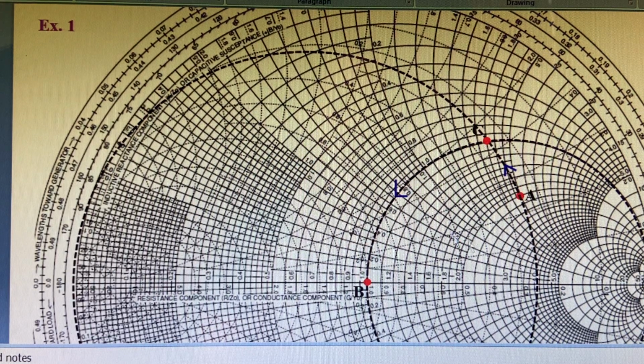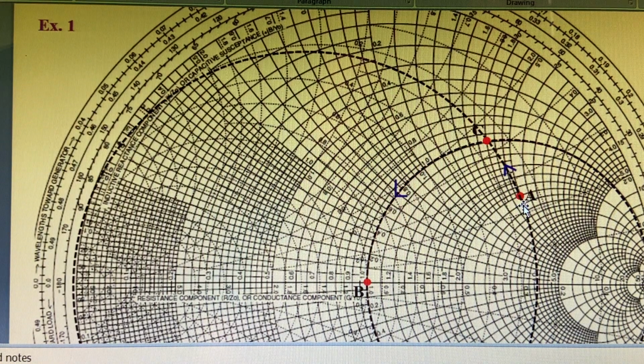Now we can use this Smith chart to find the element values of the matching network. As we can observe, the load point A is not on the R equal to 1 circle or the G equal to 1 conductance circle. So two elements are needed to match the load point A.